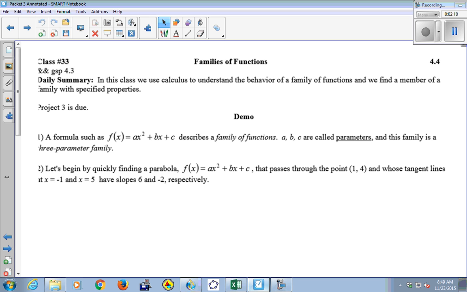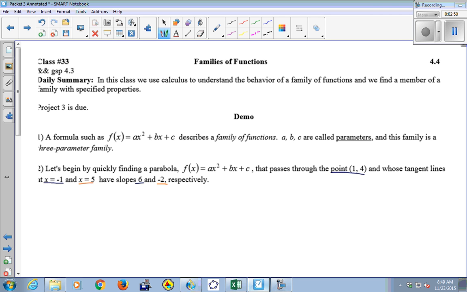So I have 3 unknowns. If you have 3 unknowns, how many equations do you need to be able to figure out what they are? 3 equations. So they have to give me enough information to write 3 equations. And they have given me 3 pieces of information. They told me it goes through the point (1, 4). That's a piece of information. And then I have slopes of tangent lines at 2 different points. At x equals -1, slope of 6. And at x equals 5, slope of -2.